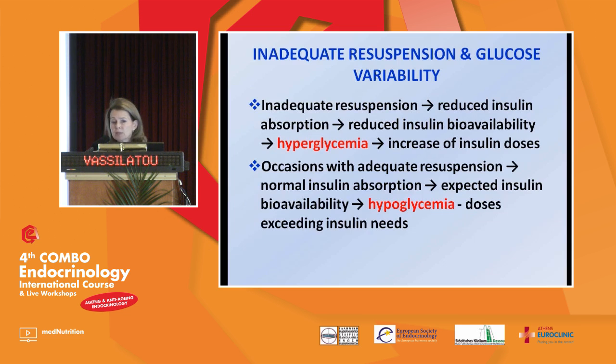So to relate inadequate resuspension and glucose variability, inadequate resuspension leads to reduced insulin absorption, which then results in reduced insulin bioavailability, causing hyperglycemia, and this leads to increase of insulin doses. On occasions when the patient injects insulin after adequate resuspension, then normal insulin absorption ensues, and there is expected insulin bioavailability, but hypoglycemia results as doses are exceeding insulin needs.